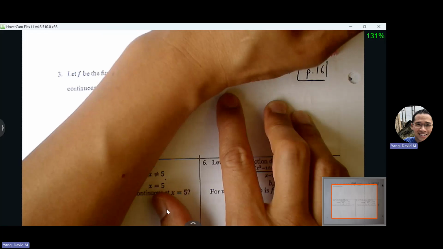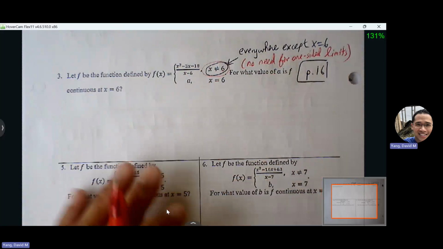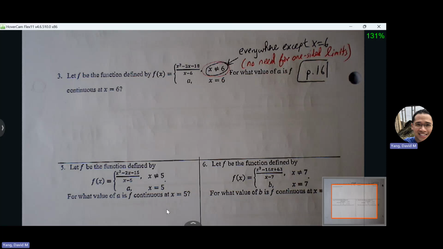Whenever you see this piecewise notation, no need for one-sided limits. But if you see a less than, greater than, then you typically need a one-sided limit because you have two different functions defining what's happening, the movement towards 6.